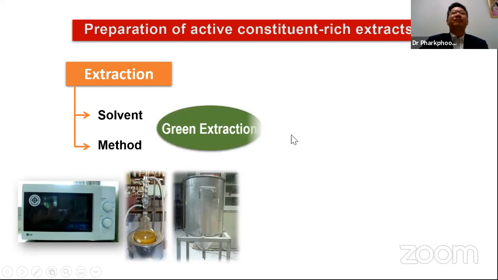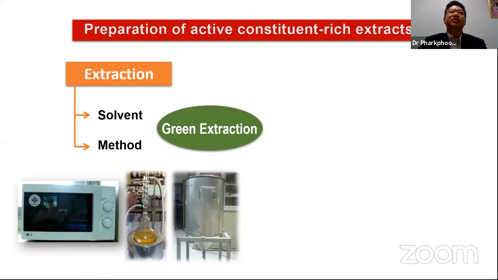And now today we have the trend in clean extraction. Clean extraction means the method for extraction that can save energy and also save the time for extraction. It is environmentally friendly, not only to the environment but also friendly to the people. So nowadays, I usually use microwave for extraction because microwave extraction, we know that it's safe for the energy.